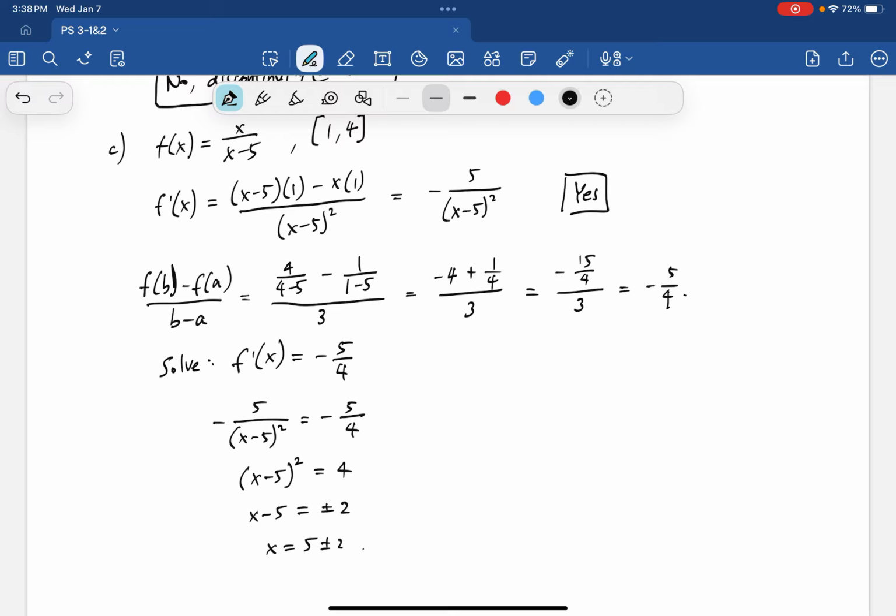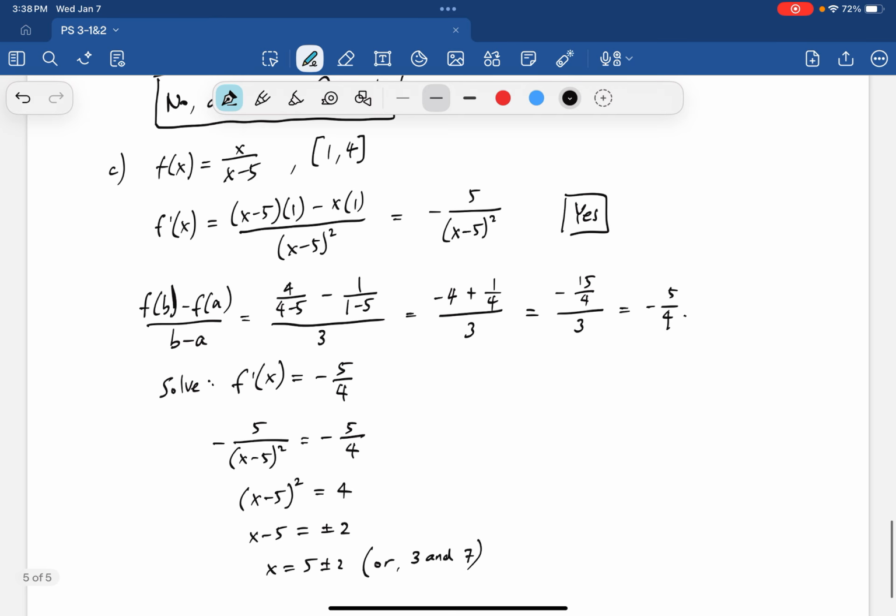Now, that's going to be 3 or 7. Which one of those values is within the interval that we care about? Only 3 is going to be within that interval, right? So x equals 3 is going to be our final answer, because 7 is outside the interval 1, 4.